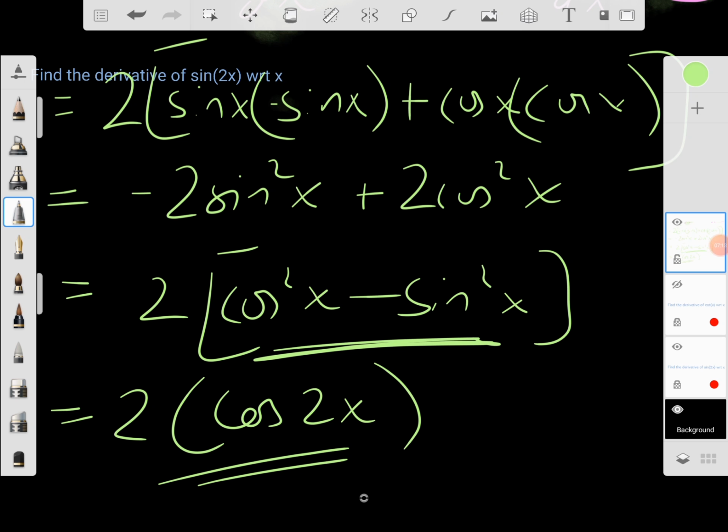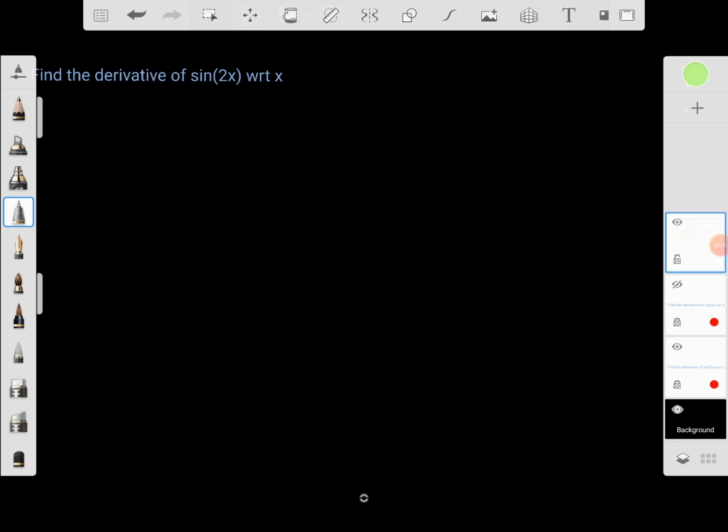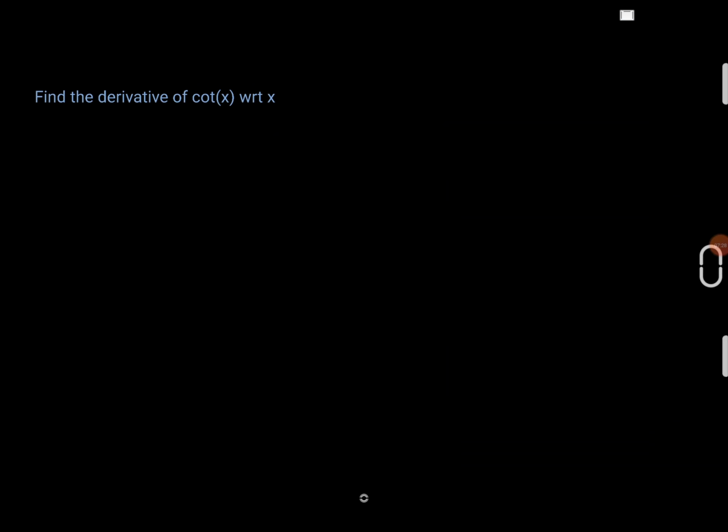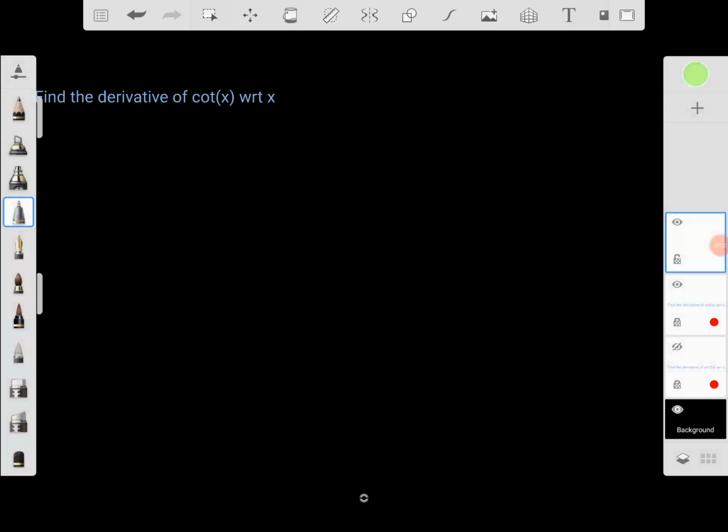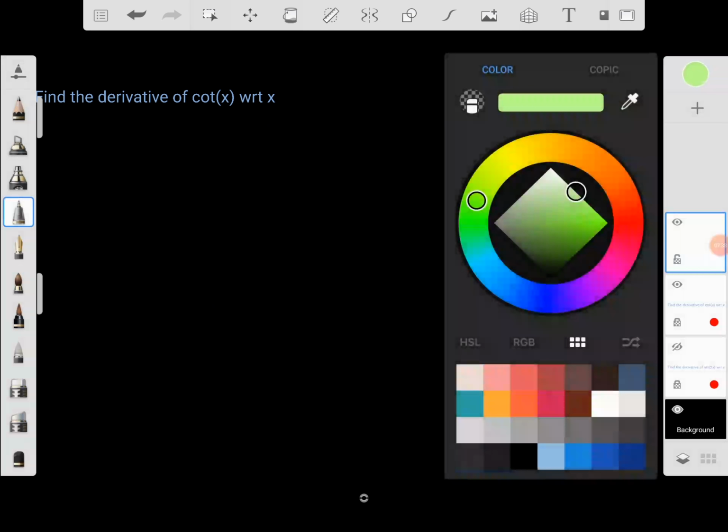Okay, so I think you have understood how to do that. So this is how you will be applying the product rule. Now let us look at a quotient rule example. Find the derivative of cot of x with respect to x. Pretty nice question. Now how do we do this?